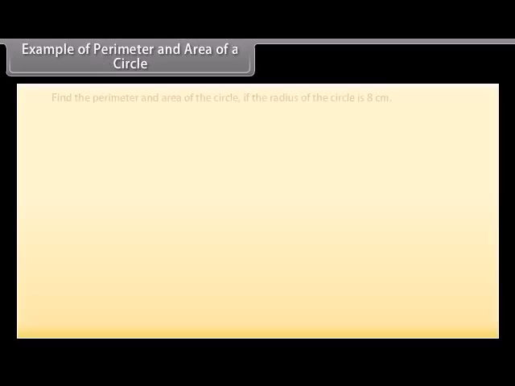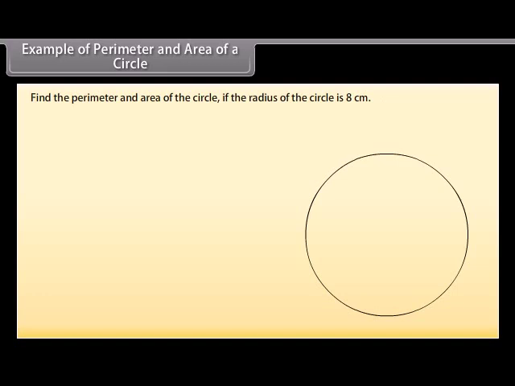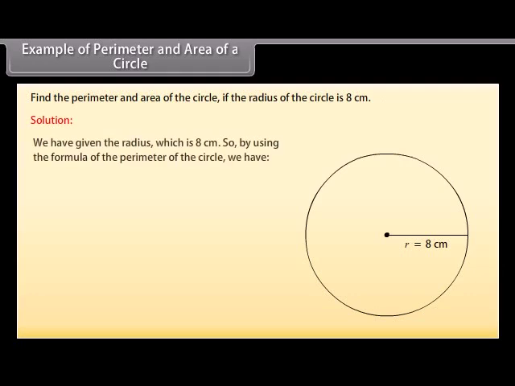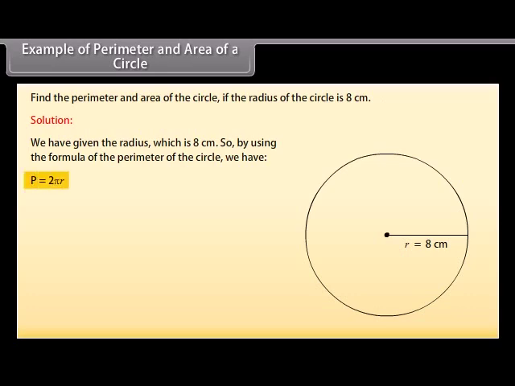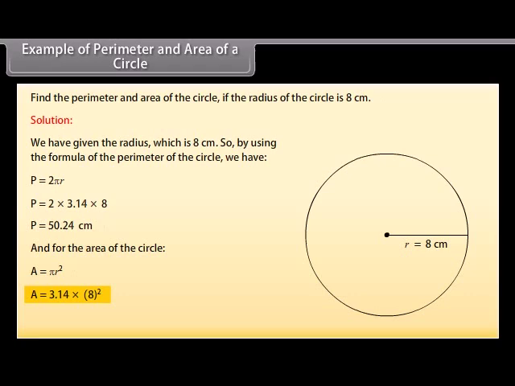Example 2. Find the perimeter and area of the circle if the radius of the circle is 8 centimeter. Solution. We have given the radius, which is 8 centimeter. So, by using the formula of the perimeter of the circle, we have P is equal to 2 pi r. P equals 2 into 3.14 into 8. P equals 50.24 centimeter. And for the area of the circle, A is equal to pi r square. A equals 3.14 into 8 square. A equals 200.96 centimeters square.